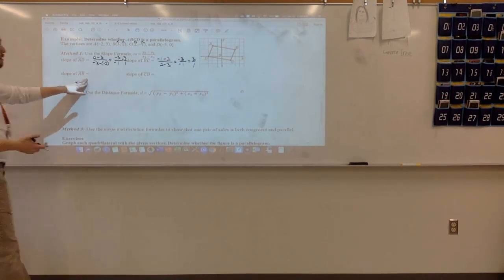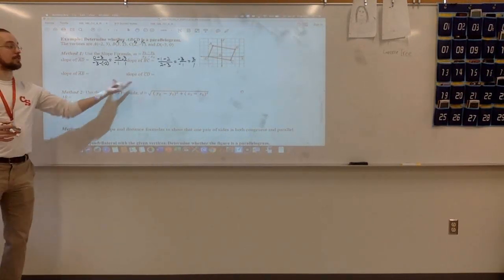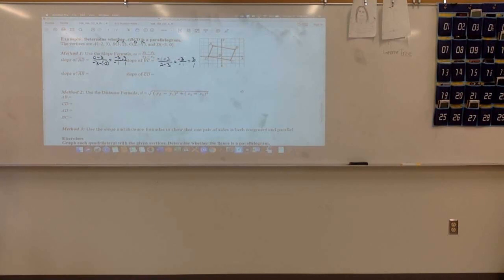We have to check the same thing for AB and CD. We want to see if these 2 sides have the same slope. So why don't you guys take a second and find those 2 slopes here. Find the slope of AB and find the slope of CD. See if those 2 are the same.